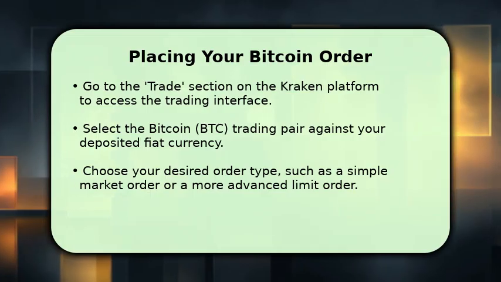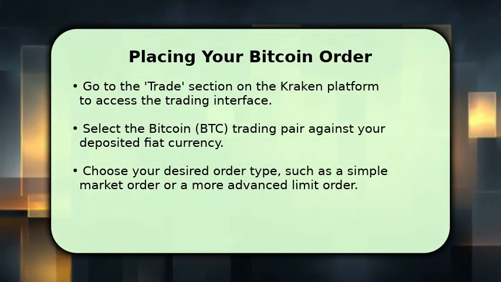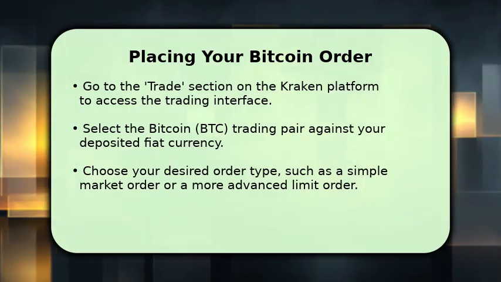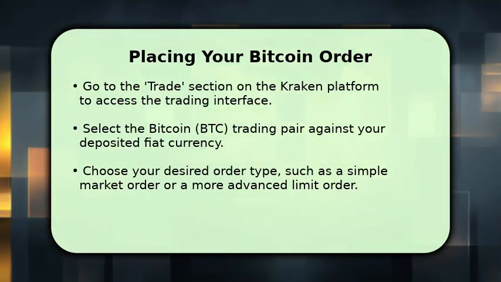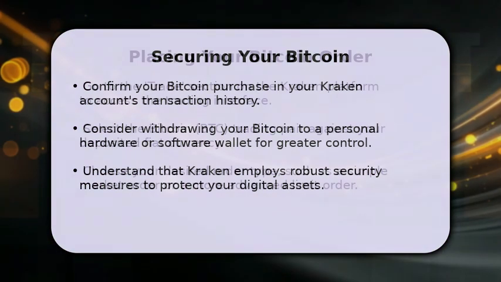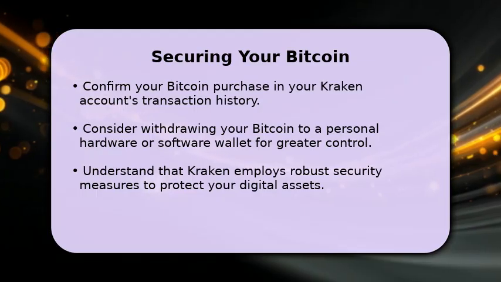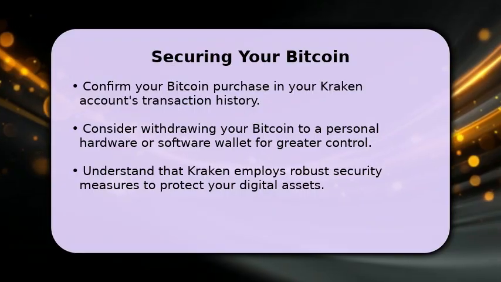You can choose between a simple market order, which executes immediately at the current price, or a limit order, allowing you to set a specific price. Enter the amount of Bitcoin you want to buy or the total fiat amount you wish to spend, then confirm your order. After placing your order, your Bitcoin purchase will be confirmed and reflected in your Kraken account's transaction history.